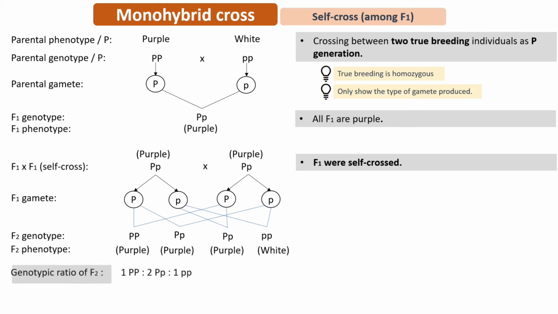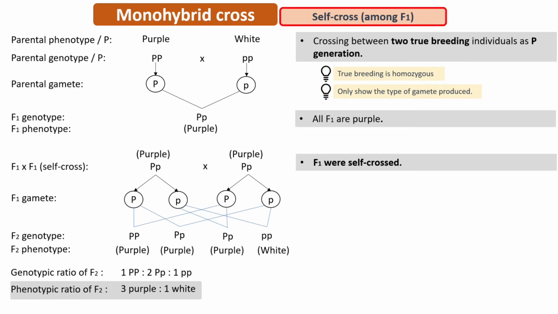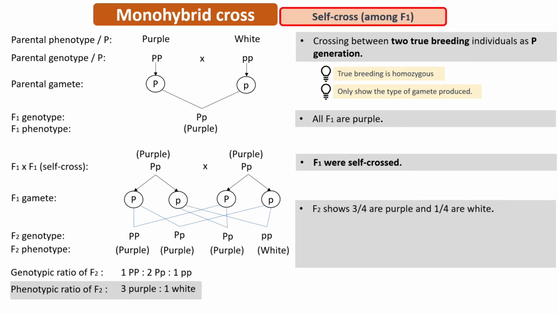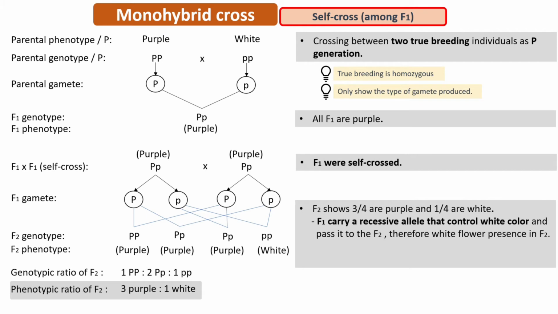The genotypic ratio of the second generation is 1 homozygous dominant to 2 heterozygous to 1 homozygous recessive. Meanwhile, the phenotypic ratio is 3 purple to 1 white. The second generation shows that 3 out of 4 are purple and 1 out of 4 are white. This shows that the first generation carries a recessive allele that controls white color and passes it to the second generation, therefore white flowers are present in the second generation.